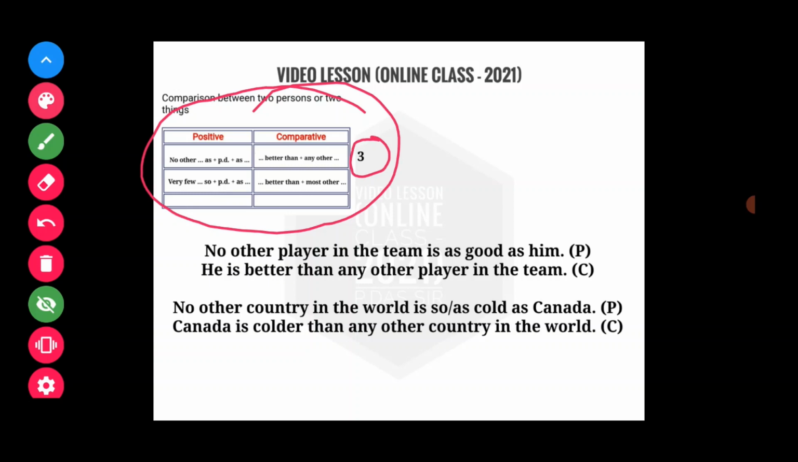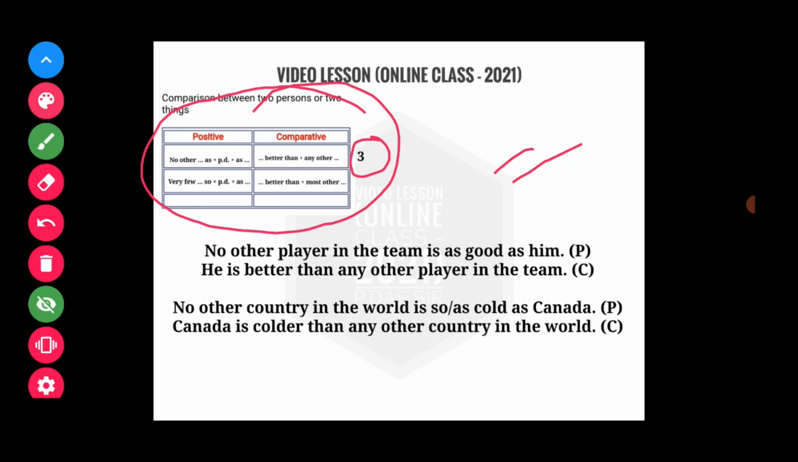Now I would like to tell you that first you must learn to recognize or identify the sentences which are called positive and which are called comparative. If you cannot identify which one is positive and which one is comparative, then you will have a problem. So first try to understand which one is a positive and which one is a comparative.